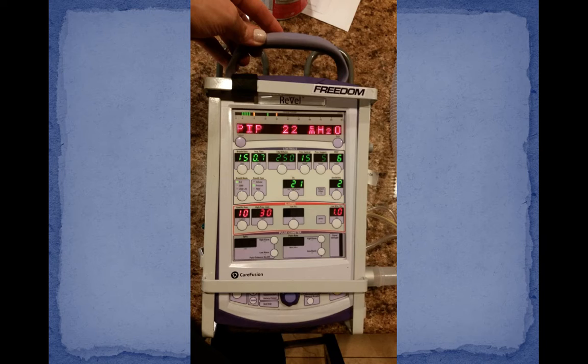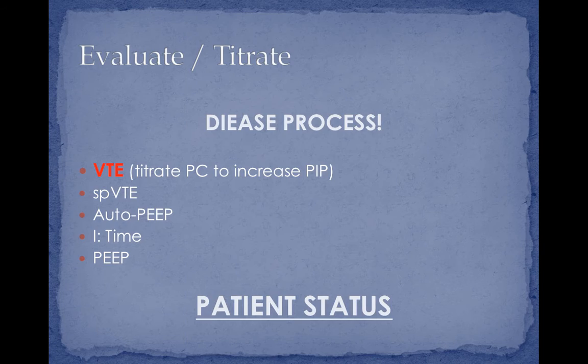Remember, this thing defaults to pressure, but it's AC, so we have to flip that to SIMV, and the second you do that, you're going to see pressure support light up, and it's at 5. FiO2, 21%, so don't forget to titrate that up as you need to. Again, we're going to evaluate and titrate, looking at the disease process.